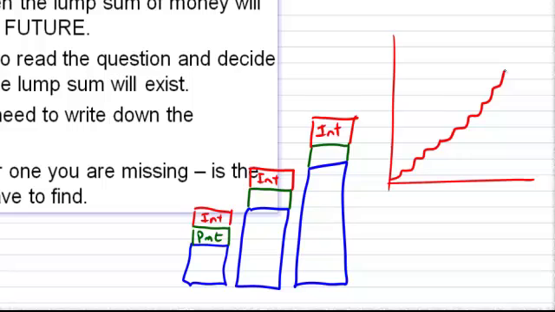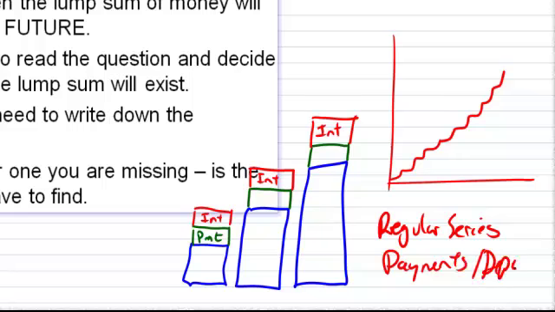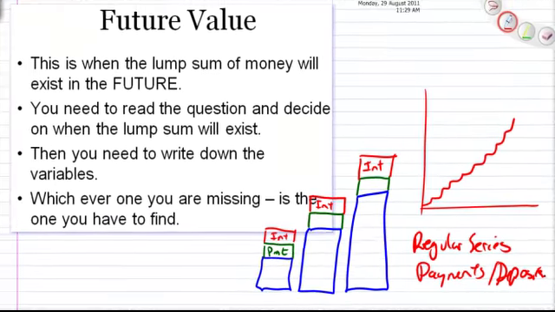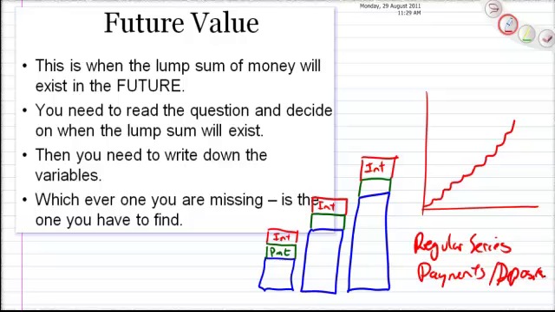That's an annuity. It has a regular series of payments or deposits. Okay, that's the difference between a compound interest account and a future value annuity, or an annuity. There's a regular series of payments. So you've got to look for that in the question.